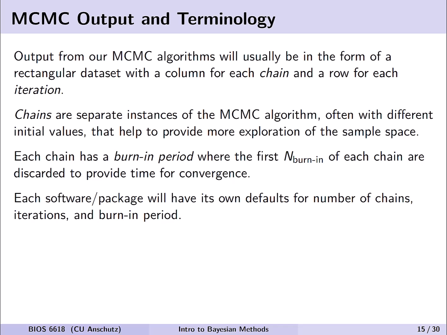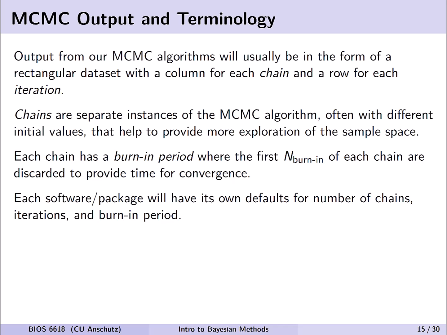Now, chains are essentially separate instances of your MCMC algorithm, often with different initial or starting values, that help to provide more exploration of the sample space to see if there is potential for local minimums or maximums that you might arrive at. The idea is that if you run multiple chains, you have a better chance of exploring that sample space or identifying if there are potentials for these non-true estimate areas to arrive at.